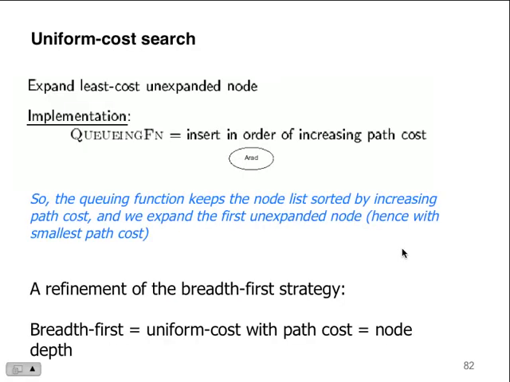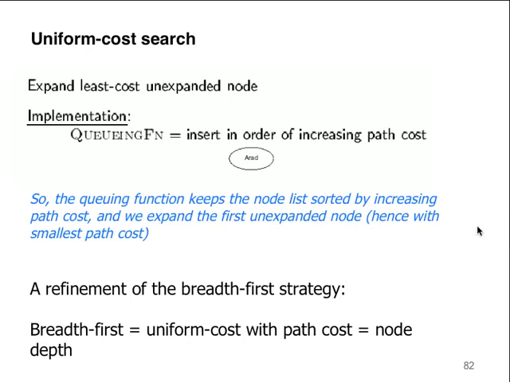So then we have the uniform search. We expand the least cost unexpanded node. Instead of expanding all of them, we take the least cost, which is going to be the shortest predicted node. In terms of the implementation, we look at inserting in the order of increasing path cost. So the queuing function keeps the nodes sorted by increasing path cost, which means you have to calculate the path cost. We expand the first unexpanded node, hence the smallest path cost is achieved by looking at the different path costs and only expanding them in the order that we need to.